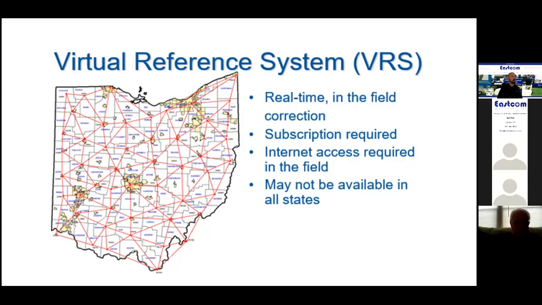So here's an example. This is a network in Ohio. You tie into this network via an internet access. So you can do it from your phone, you can do it from a tablet. However you want to do that, you tie into your closest base stations and it gives you a correction.